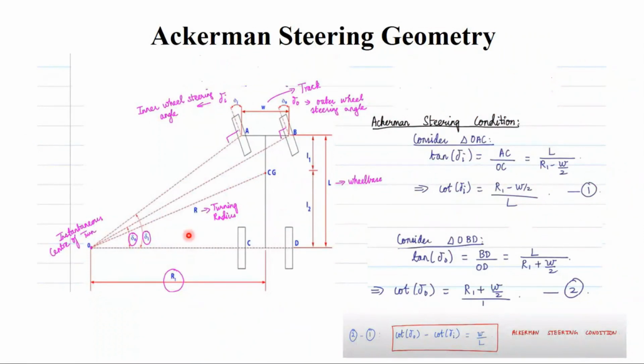Now we are going to consider a triangle OAC, and I'm going to draw one more triangle called OBD. When I take OAC, I'm taking the left wheel of the front and the left wheel of the rear. When I take OBD, I'm taking the right wheel of the front and the right wheel of the rear. First, I'm going to take OAC.